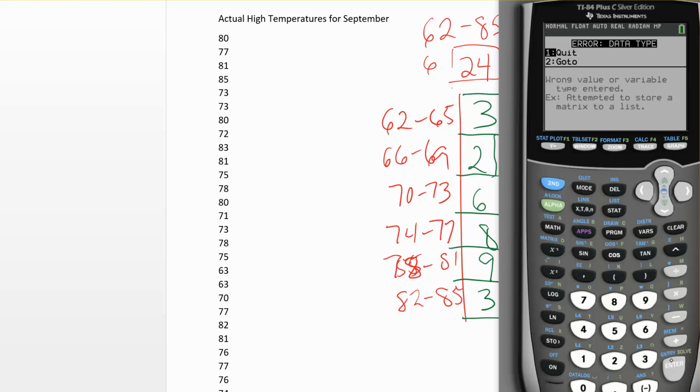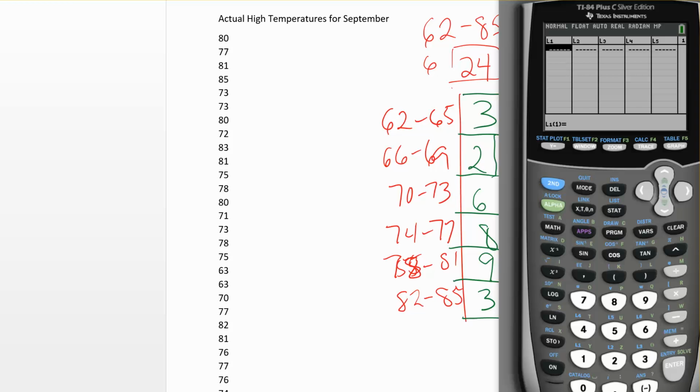Oh, let's back out of that. I think what I was trying to do was put that into the actual list value. Let's just keep it List 1. There is a way to rename it. I'm not going to mess with it right now. But let's put our temperatures in.